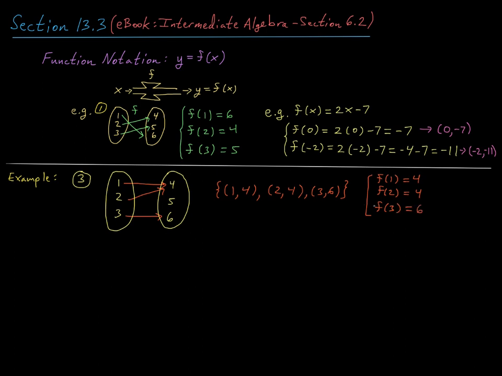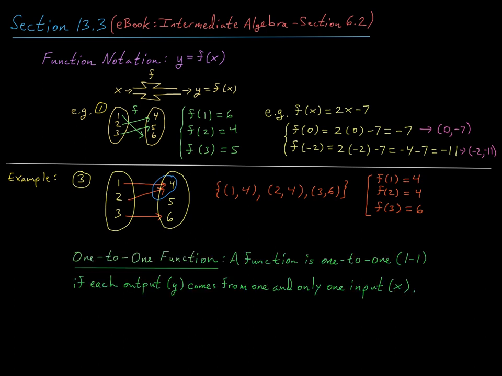Okay, so these are just the various representations we've seen up to this point for functions here. All right, so now notice in this example, it is a function. Each input goes to only one output. But what makes this one a little bit different than what we've seen up to this point is the fact that the number 4, the output y, is coming from more than one input x. It comes from both 1 and 2. So this leads us to what we refer to as a one-to-one function.